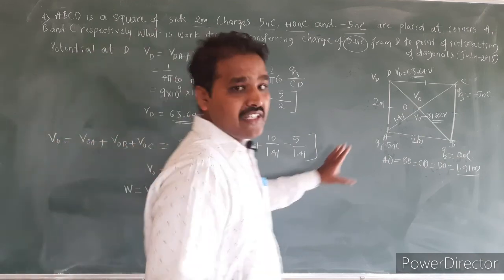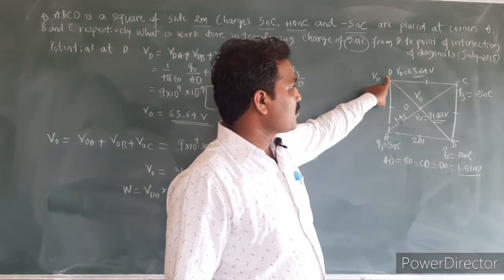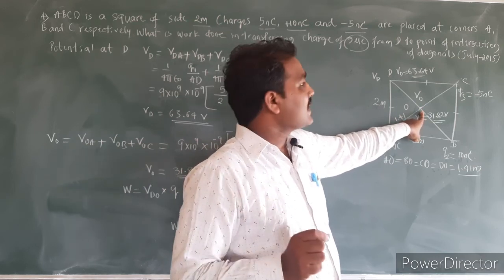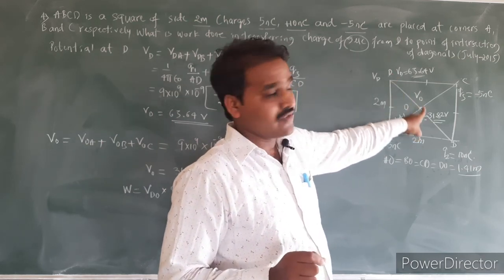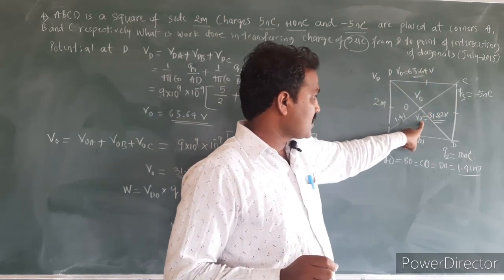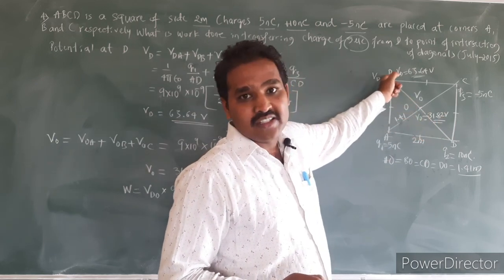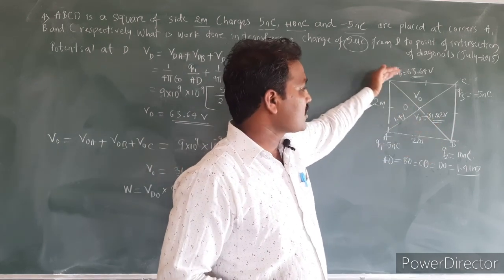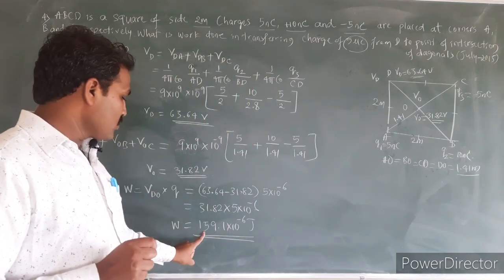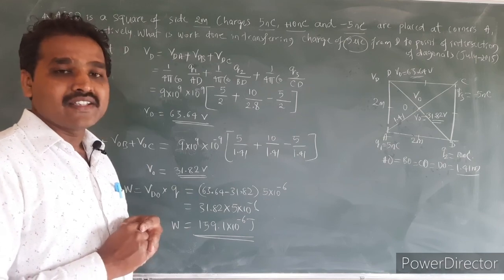Here we need not do any actual work. The charge is moved from higher potential to lower potential. The charge moves itself because of this potential difference. Here we have 63.64 volts, and here the potential is 31.82. The charge moves because of this potential difference from higher potential to lower potential. The work done on the charge is equal to 159.1 into 10 to the power of minus 6 joules.